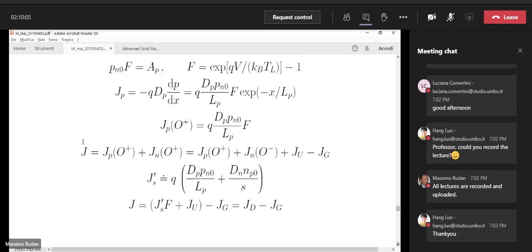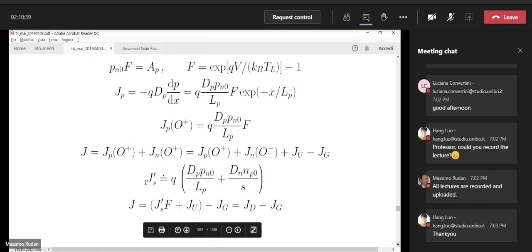At this point, we calculate the total current density using the usual trick. We start with Jp and Jn at the same position, 0 plus. Then Jp of 0 plus is of the minority carrier type, and we keep it. Jn of 0 plus is like Jn of 0 minus plus Jr minus Jg. Okay. We put all the ingredients together.